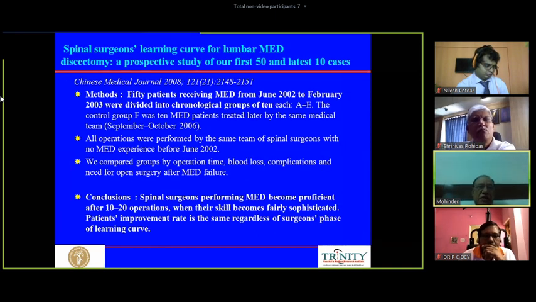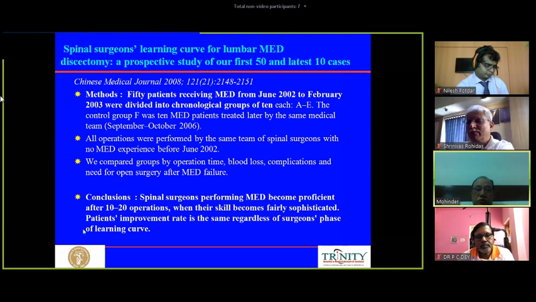This is another study, again from the Chinese Medical Journal. This study was on 50 patients receiving MED from June 2002 to February 2003, and they concluded that spine surgeons performing MED become proficient after 10 to 20 operations. When their skill becomes fairly sophisticated, the patient's improvement rate is the same regardless of the surgeon's phase of the learning curve.